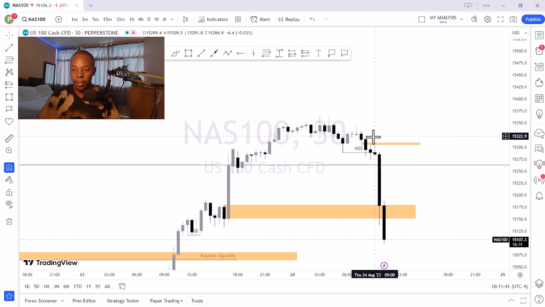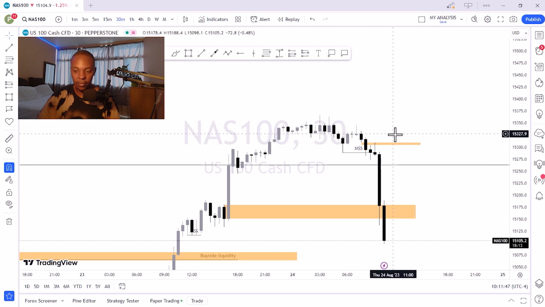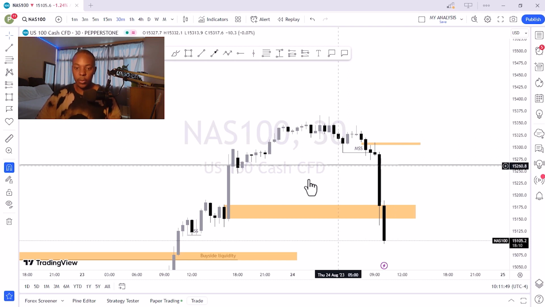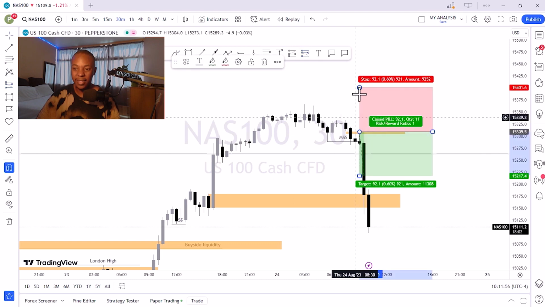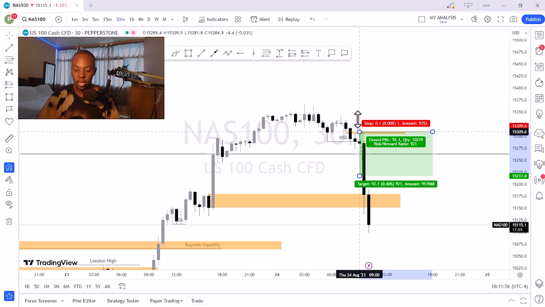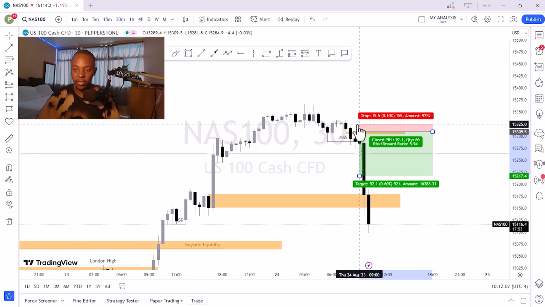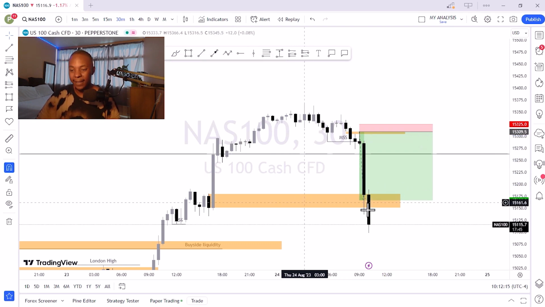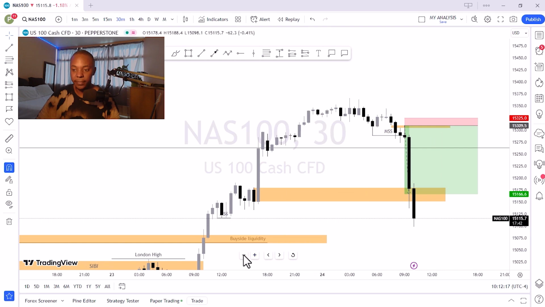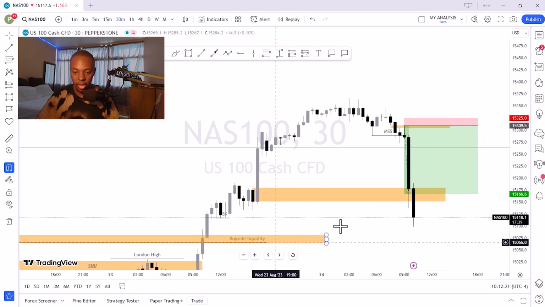And my SLs, I had them above this candlestick here, just right above there. It was a very tight SL. So that was the NAS trade. As you can see, it played out nicely. The SL was just right above here, and then TP was all the way in that order block there. So that was a very successful trade. It was the biggest trade that I took today.